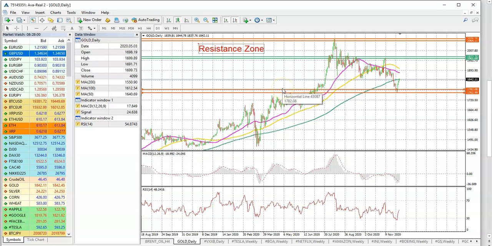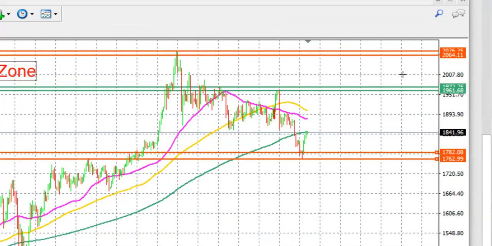Now, I'm going to bring out the MT4 platform and the chart which is right in front of you. This is your gold daily chart. The three important moving averages that we have are as follows. First of all, it is your 200-day simple moving average in green. Then you have your 50-day simple moving average in pink. And finally, your 100-day simple moving average, which is in yellow.